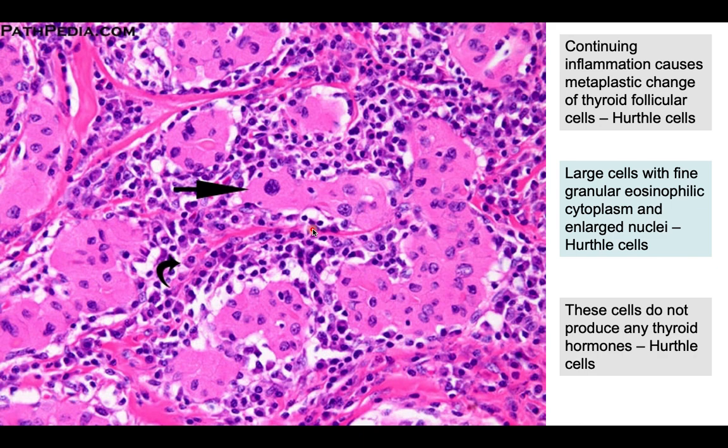That's why, even though the patient has many Hurthle cells in Hashimoto thyroiditis, still the patient will present with hypothyroidism.